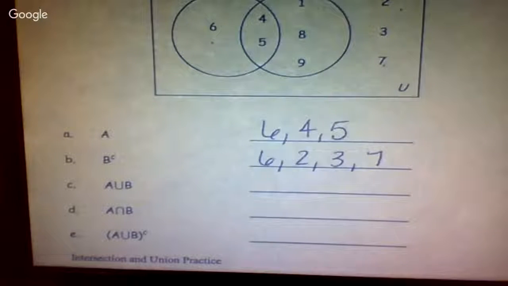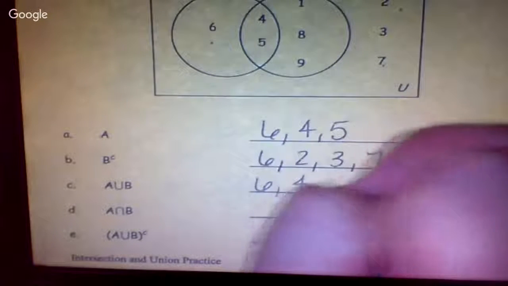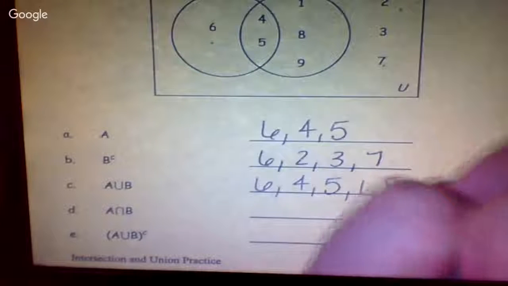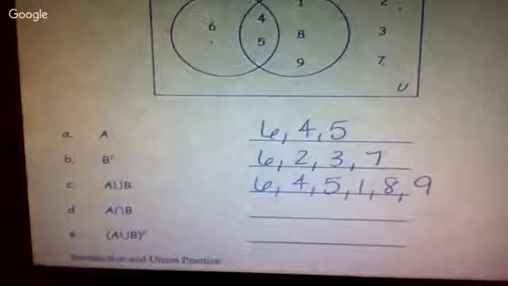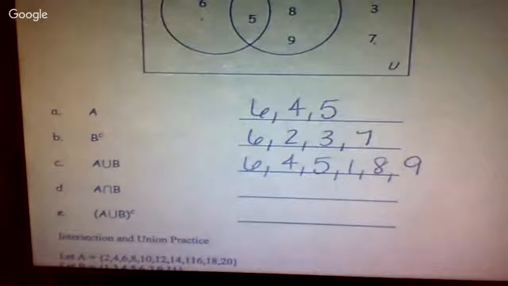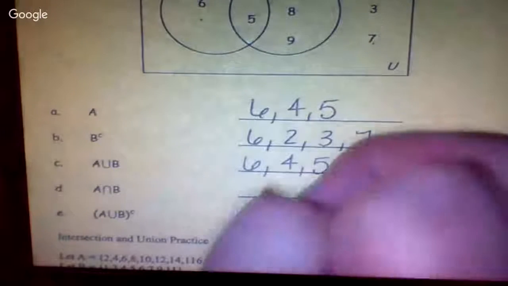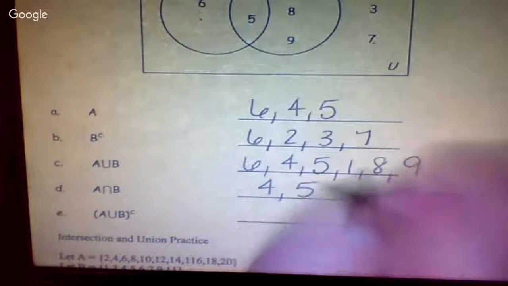Well, C says A union B. 6, 4, 5, 1, 8, 9. That's too big. Okay. A intersection B. 4, 5. 4 and 5. Real easy.